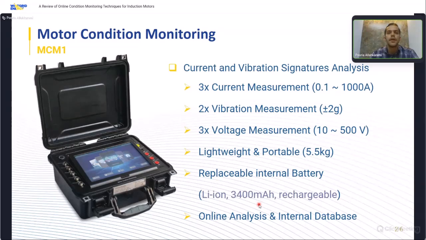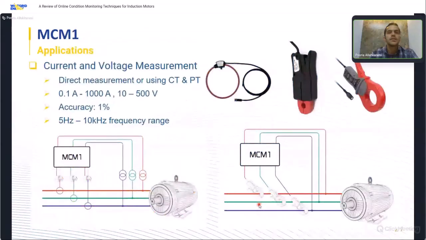attended to the motor. This device provides a wide range of diagnosis tools, which will be seen in the following slides. As you can see here, this device can measure up to 1000 amps and 500 volts for the current and voltage measurement.